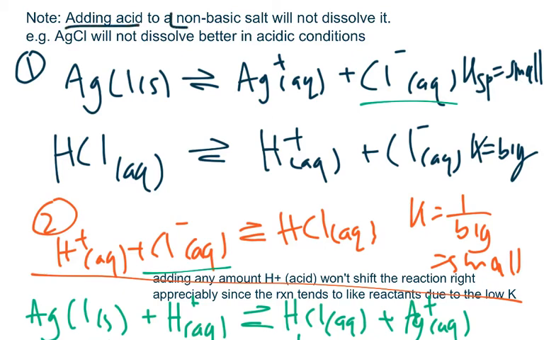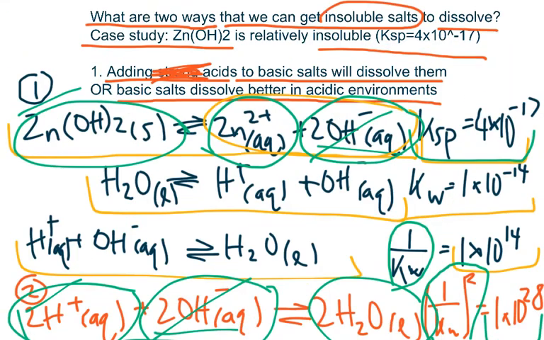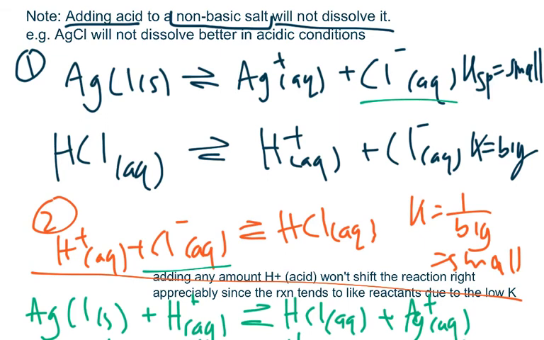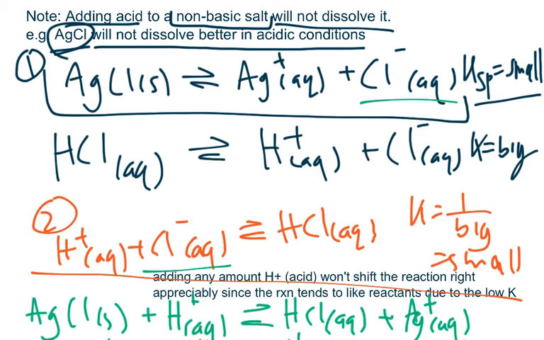Adding acid to a non-basic salt will not dissolve it. So before, our basic salt was zinc hydroxide because the hydroxide ion is basic, and from the last video, or the last 2 videos ago, I told you that all the metal hydroxides are strong bases. So let's take a look at something that's not a basic salt. For example, silver chloride. Silver is not a base, chloride is not a base, and because of that, it's a non-basic salt. And non-basic salts like silver chloride will not dissolve better in acidic conditions. Let me prove this to you. So here's the Ksp reaction, and we know that the Ksp for AgCl, an insoluble salt under normal conditions in pure water, is super duper small.